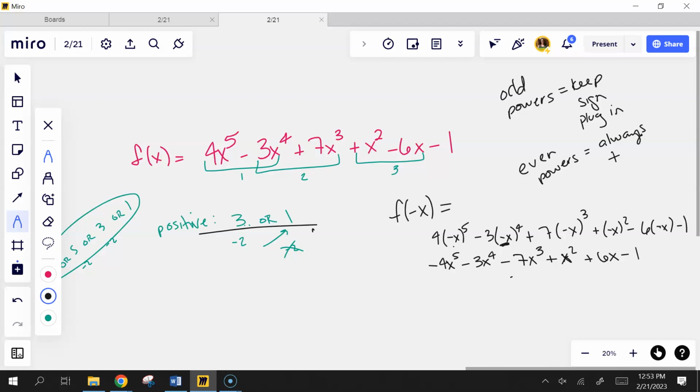What I should say is odd powers change the sign, and even powers keep the sign. What I was referring to is keeping or changing the sign of the negative x, but let's just say it like that so it helps you. So odd powers change the sign. This was an odd, odd, odd. They all changed. All the evens stayed the same.